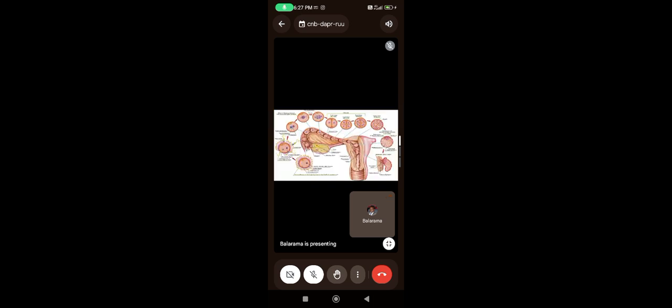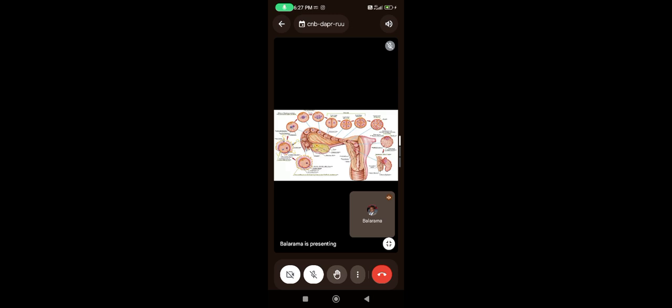Okay, when they merge together, ovum is 23, sperm is 23. Together it will become a diploid cell. Okay, earlier it is a haploid cell, now they become a diploid cell. Okay, after the union of both the male and female gamete, the product that is formed is called a zygote, which is diploid in nature, having 46 chromosomes. Okay, this is just a summary of this fertilization process.